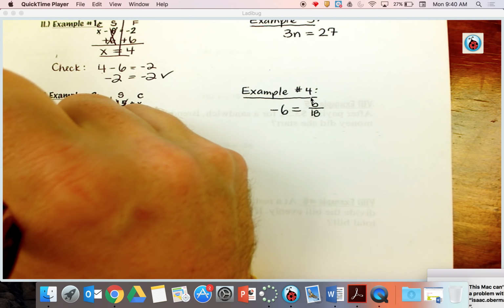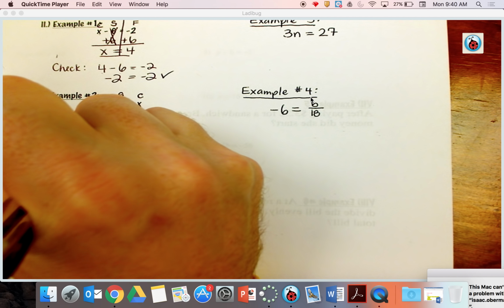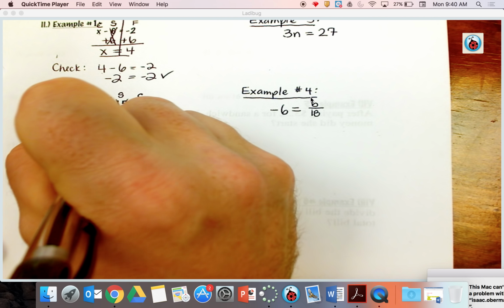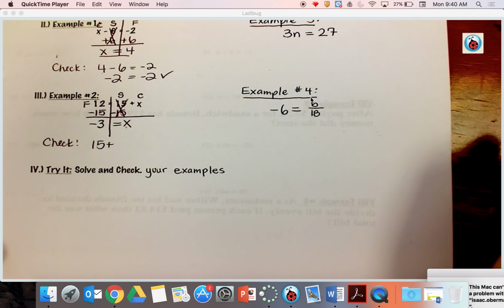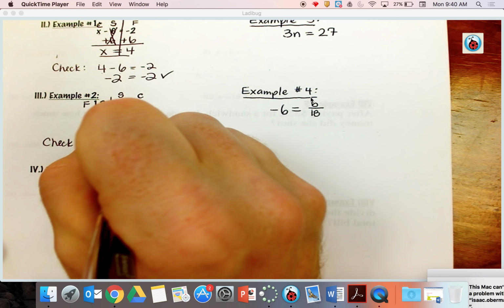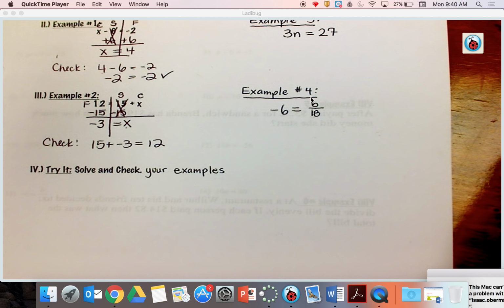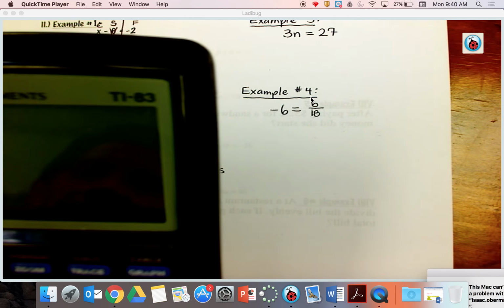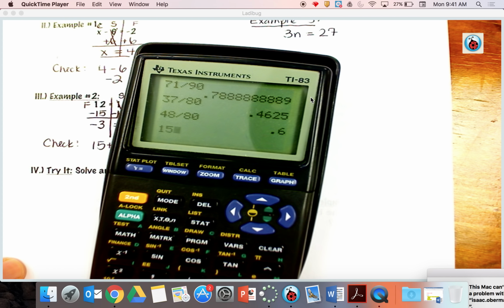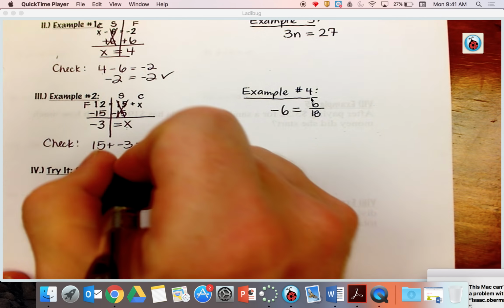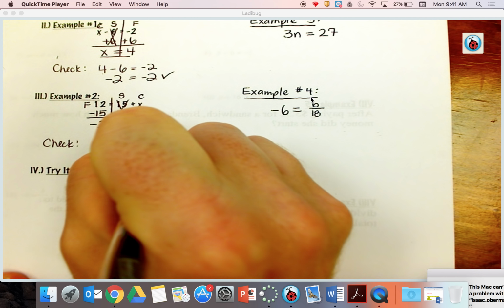Well, let's check it just to make sure. So if I put the -3 back in, I'm going to have 15 plus my answer, which is -3, and it should equal 12. If I put that into my calculator, 15 plus a -3, I get the answer to be 12. So 12 is equal to 12, and I'm good to go.